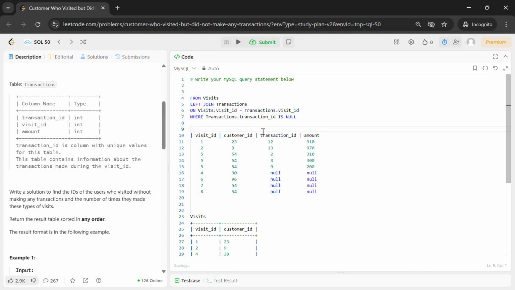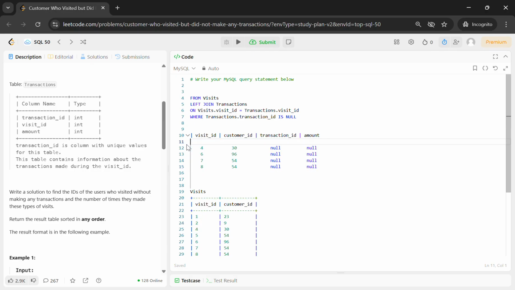This is the condition. When I add this where condition, what are the rows I will be left with? I will be left with only these rows. The rows which are having a value will be eliminated. I will be left with these rows. This is the table form now. These are the visit ID and customer ID who didn't make any transaction.